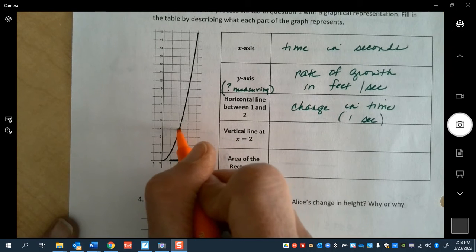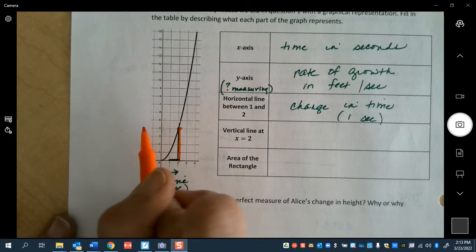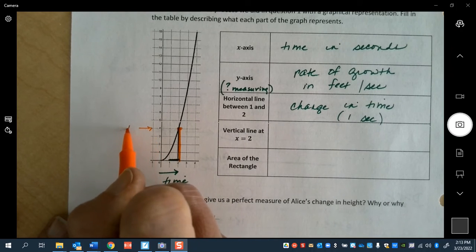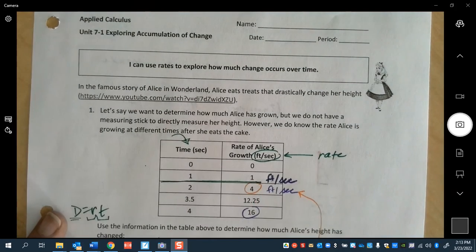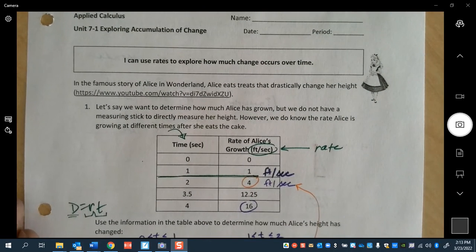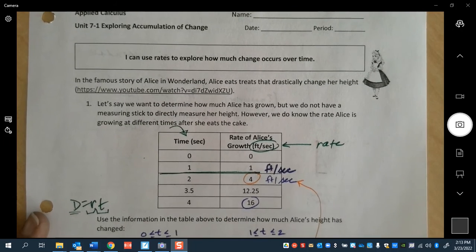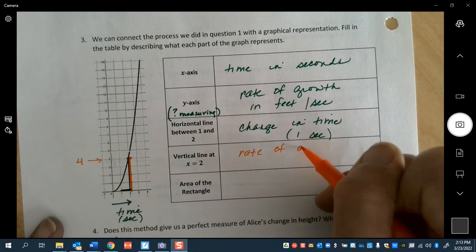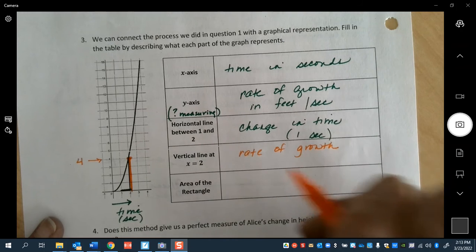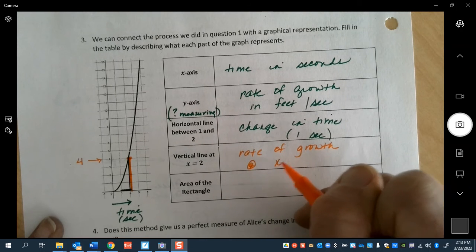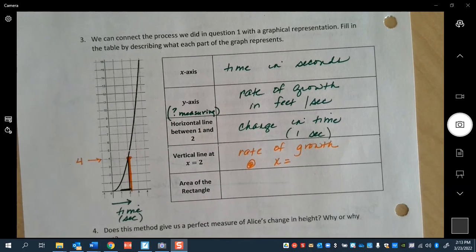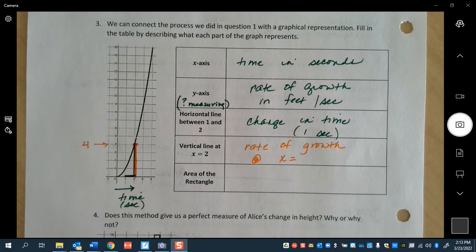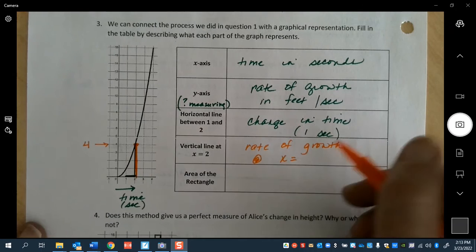What does it measure? How tall is it? What number do you see here? What was that for? That's the rate of growth when? Rate of growth when? At 2 seconds.